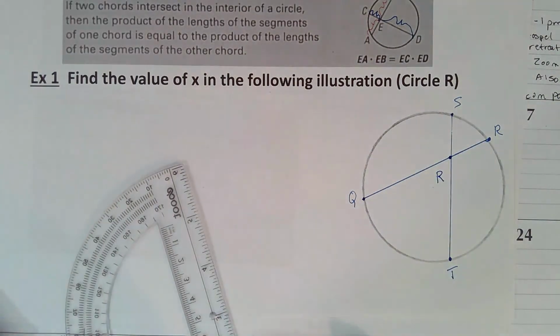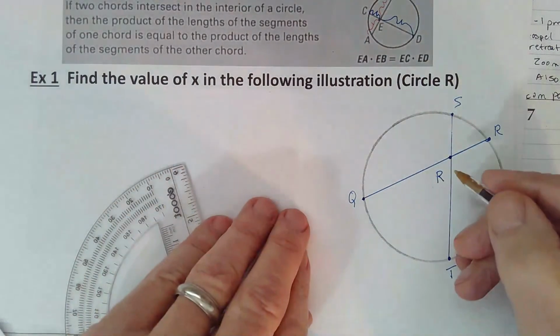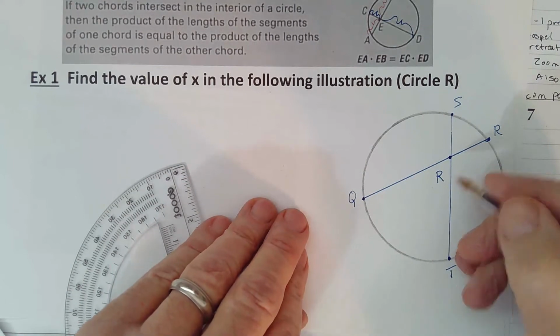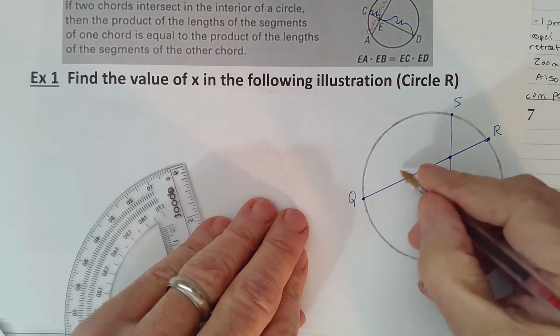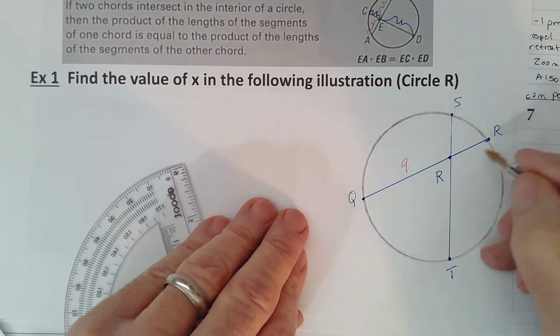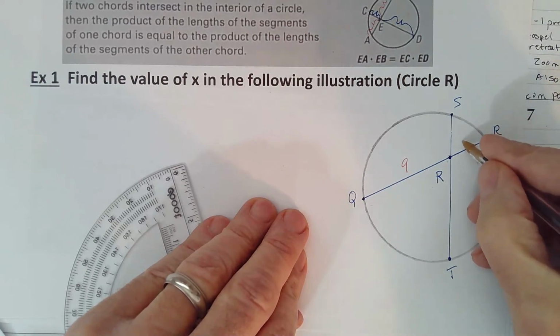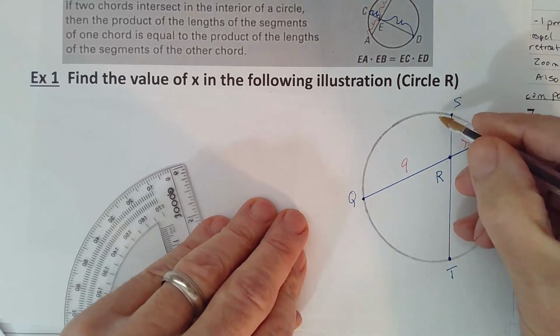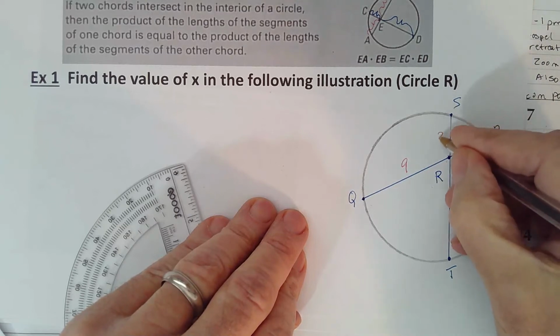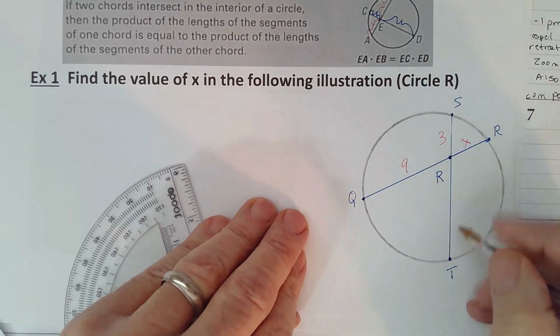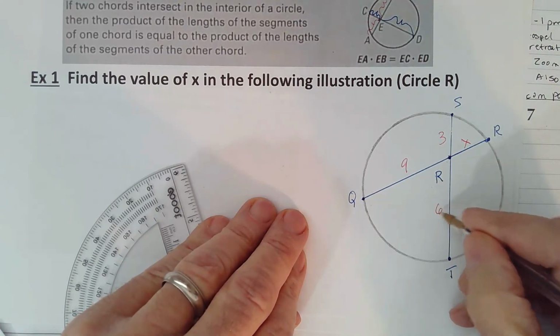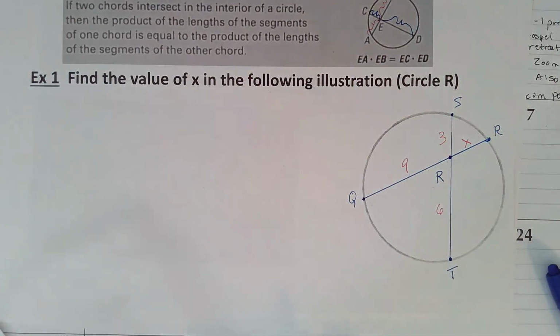And I'm not really worried about scale, but I'm going to say that R to Q, that's from here to here, is 9 units. And R to P is X units, an unknown amount. And R to S is 3 units. And R to T here is 6 units. Okay? So we will set up a 2-column proof with this.